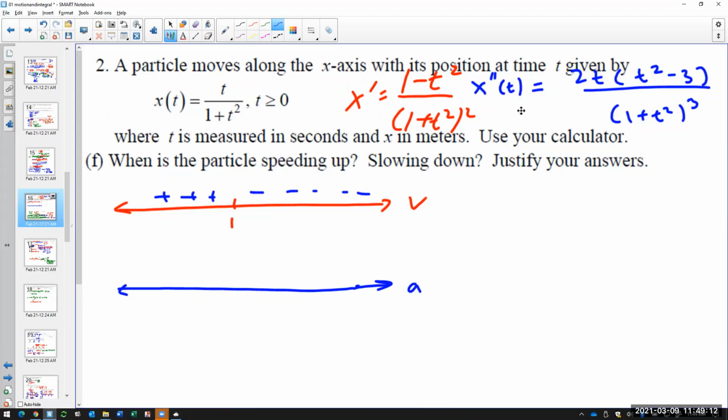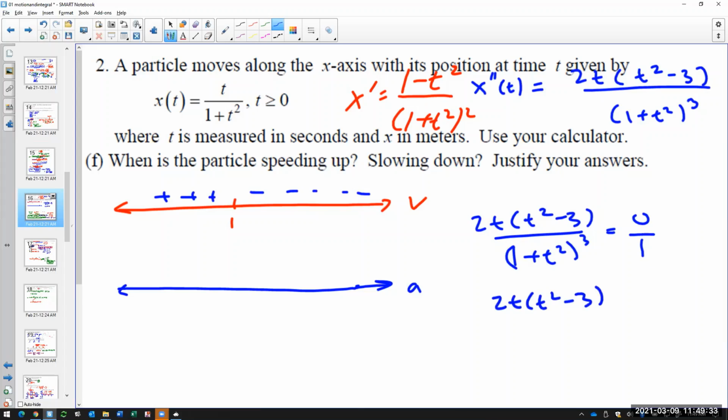You can actually just put this in a calculator if you want to. But what you do is you set this thing equal to 0. So you set your acceleration, which here's my acceleration, just like I did with velocity, equal to 0 over 1. Then you cross multiply. And so what you get is 2t times (t squared minus 3) is equal to 0. So you get something times something equals 0. I'm setting my acceleration equal to 0. Something times something equals 0. That means 2t is equal to 0, or t squared minus 3 is equal to 0.